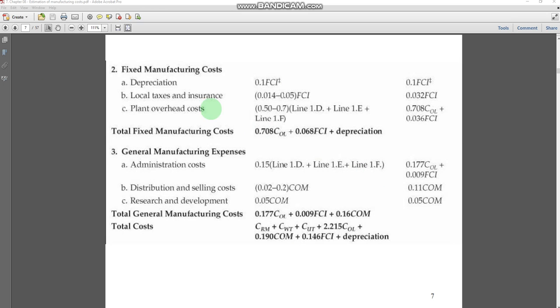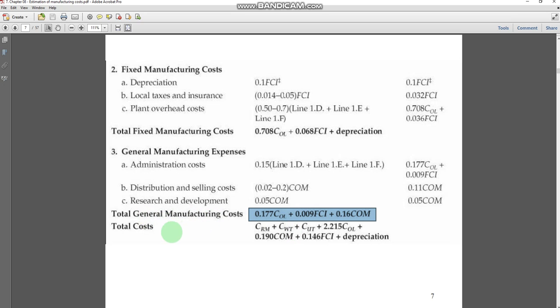Now we have to see what the fixed manufacturing cost is, and it includes the depreciation, local taxes and insurance, and plant overhead cost, and here you would see the relevant equations. Then you can add all of these equations together to get the value for the total fixed manufacturing cost. Similarly, you can have the administration cost, distribution and selling cost, and research and development cost, and you would see the relevant equations on the right hand side that you can add together to get the value for the total general manufacturing cost.